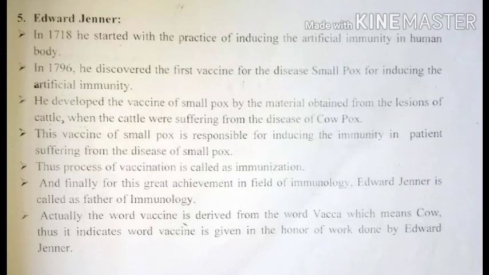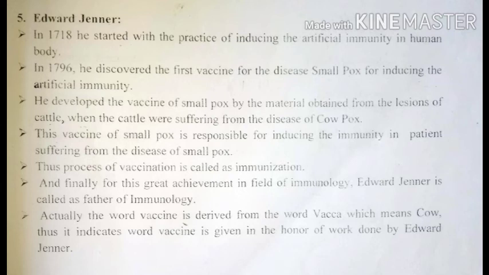So next one is Edward Jenner. In the year 1718, Edward Jenner started the practice of inducing artificial immunity in the human body. The first vaccine was discovered by Edward Jenner for the disease smallpox, and the vaccine he developed is responsible for inducing artificial immunity in the human body. He developed the vaccine of smallpox from material obtained from the lesions of cattle when the cattle were suffering from the disease cowpox.